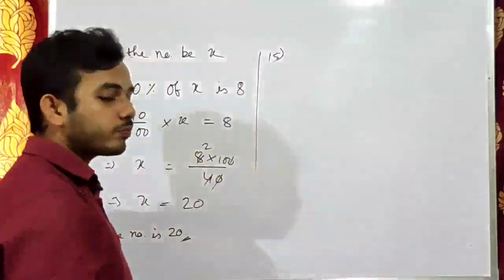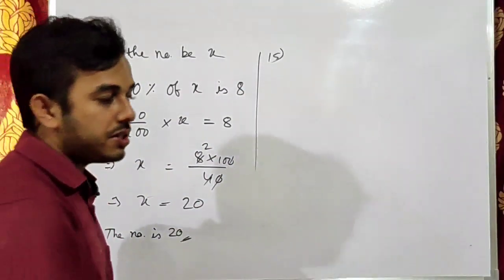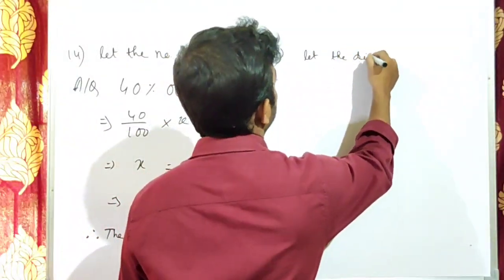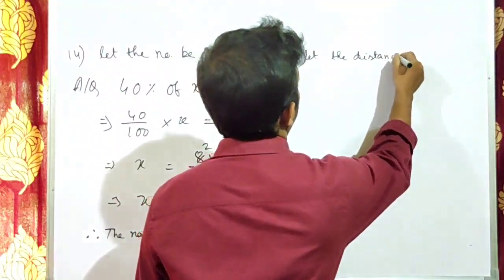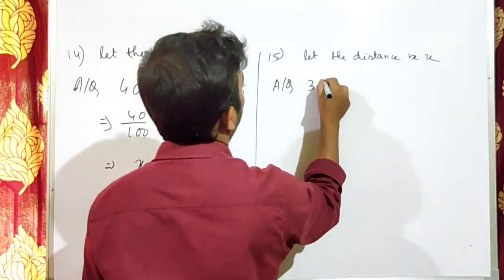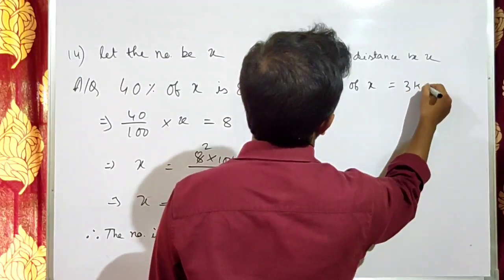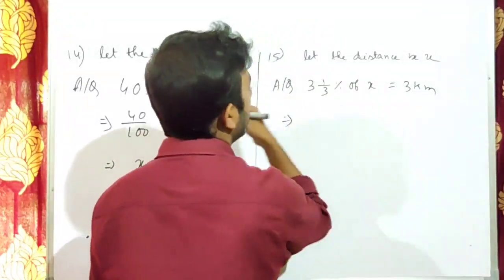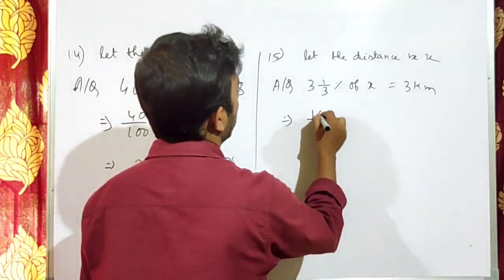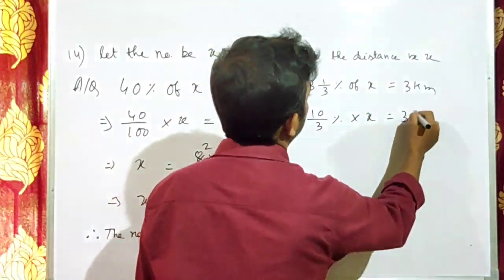Find the distance whose 3 1 by 3% is 3 kilometer. Find the distance, so let the distance be x. According to the question, 3 1 by 3% of x equals 3 kilometer. Clear? Now we have to convert it into a fraction, right? So 3 into 3 is 9, 9 plus 1 is 10, 10 by 3% of means x equals 3 kilometer.